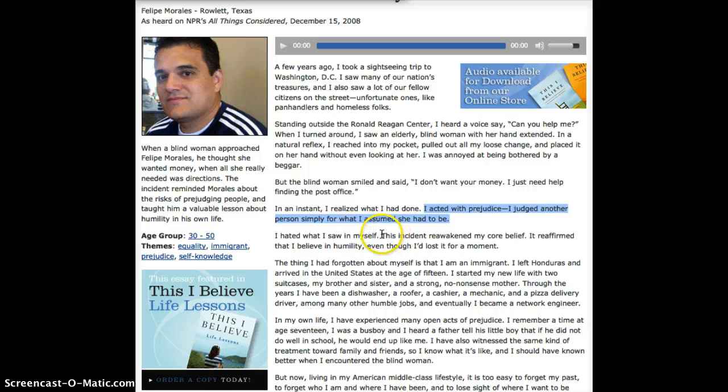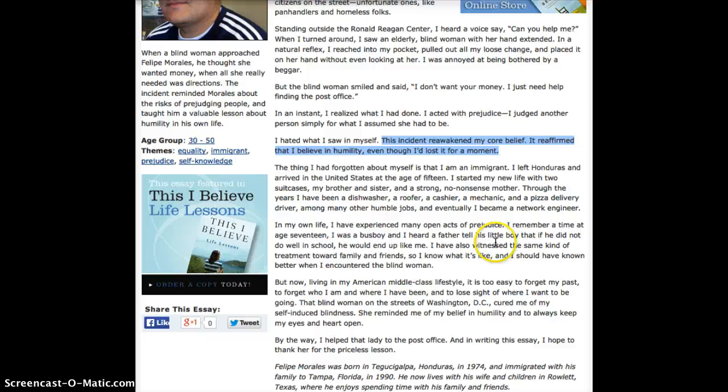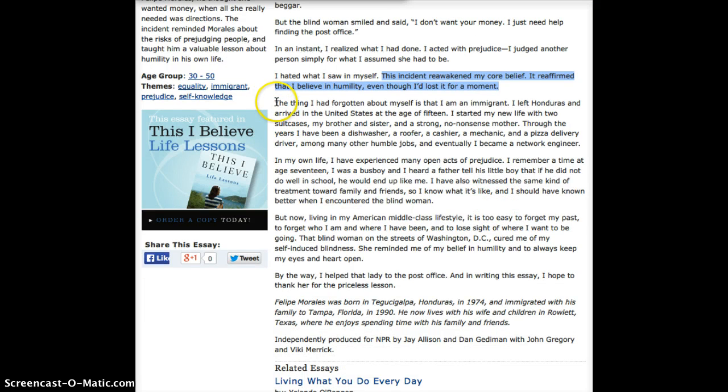You'll see here as he continues to work through that this here is essentially his thesis statement. This is the purpose for telling us his story. This incident reawakened his core belief. It reaffirmed that he believes in humility, even though he had lost it for a moment. Okay? Now, what you will see in the rest of the essay here is his conclusion section.